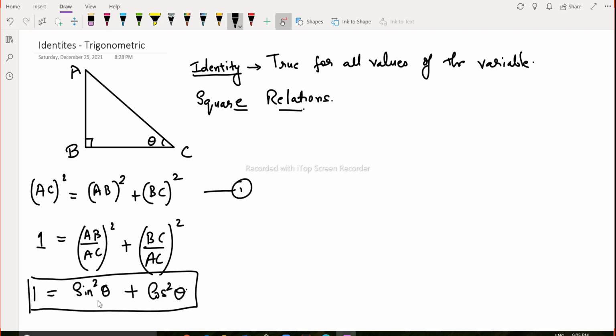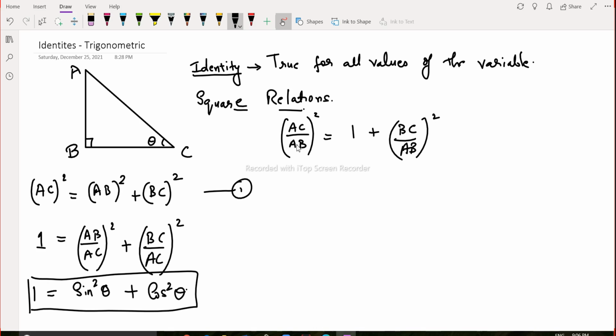Example, sine square 60 plus cos square 60 is 1. Sine square 45 plus cos square 45 is 1. This is the first identity. Let's check the second one. Now this equation 1, you divide by AB square. So what you'll get is AC upon AB the whole square equal to AB upon AB, which is 1, plus BC upon AB the whole square.